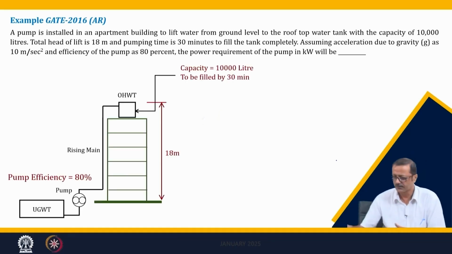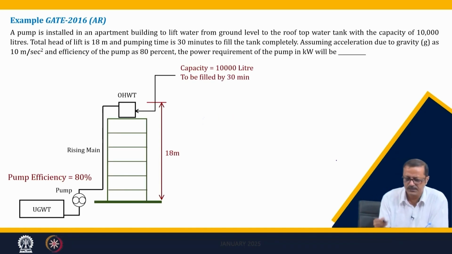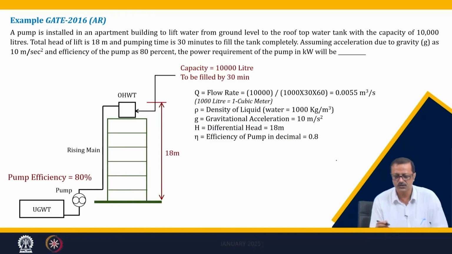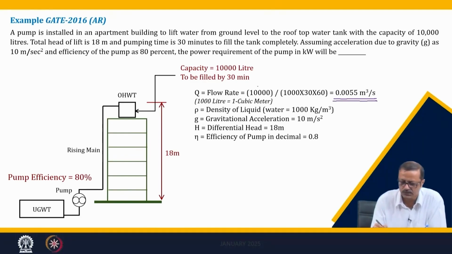So, it is very easy. So, the capacity I know in liters. So, I have to actually change it to meter cube per second, that is my flow rate. So, this is the liter, I divide that by 1000 because 1000 liter is 1 meter cube, and I divide that by 30 minutes.